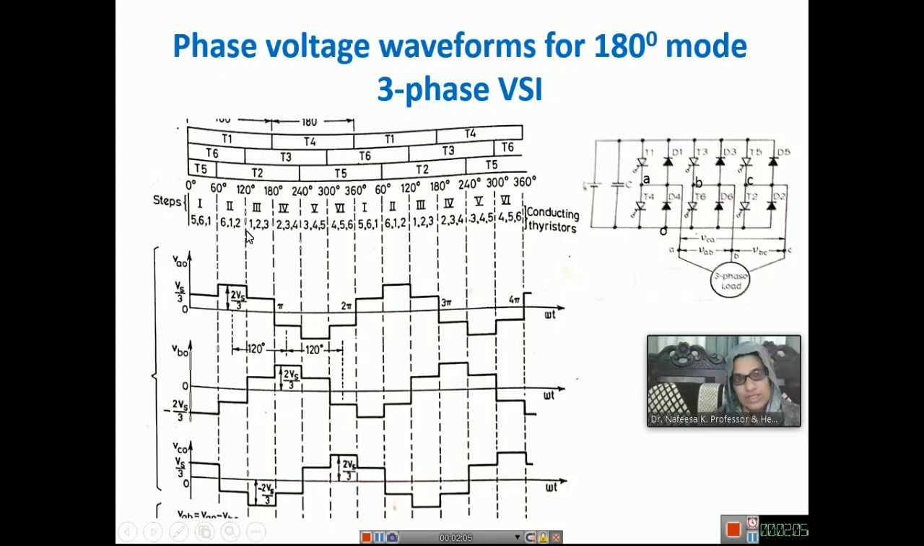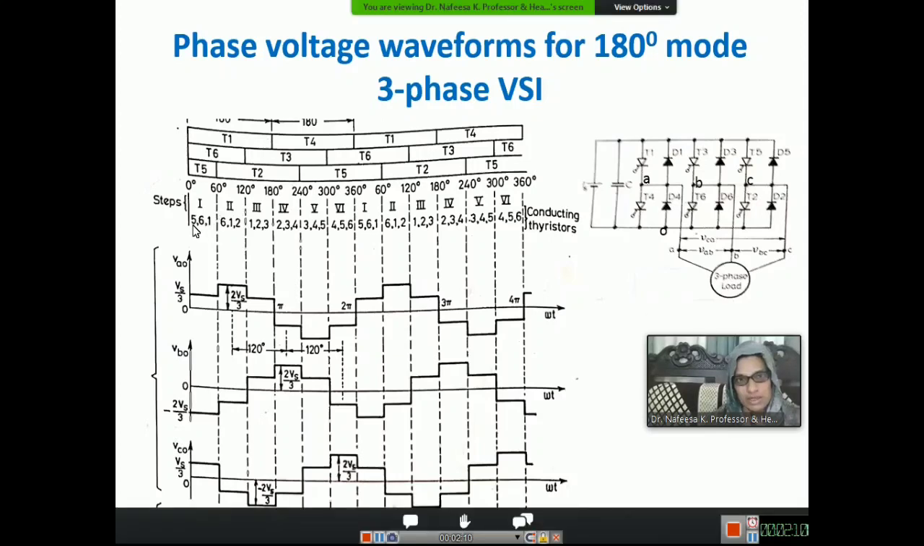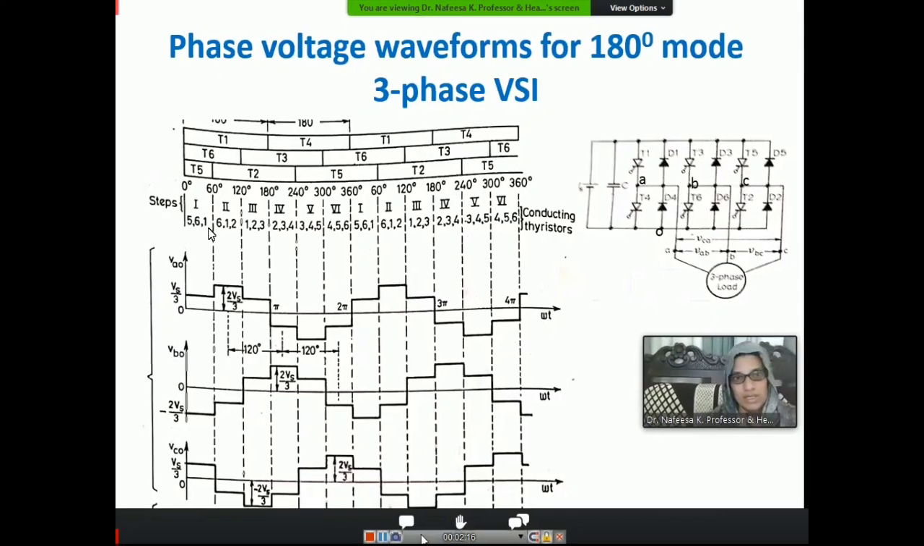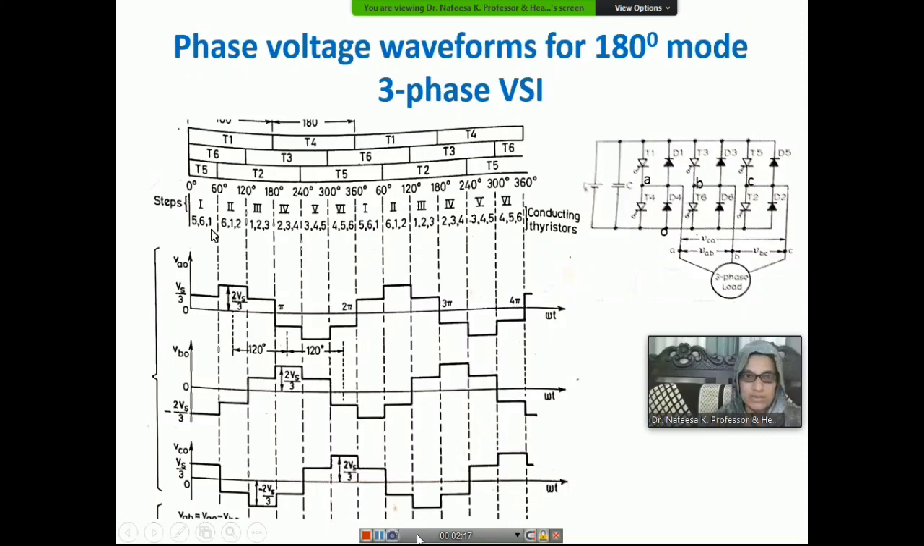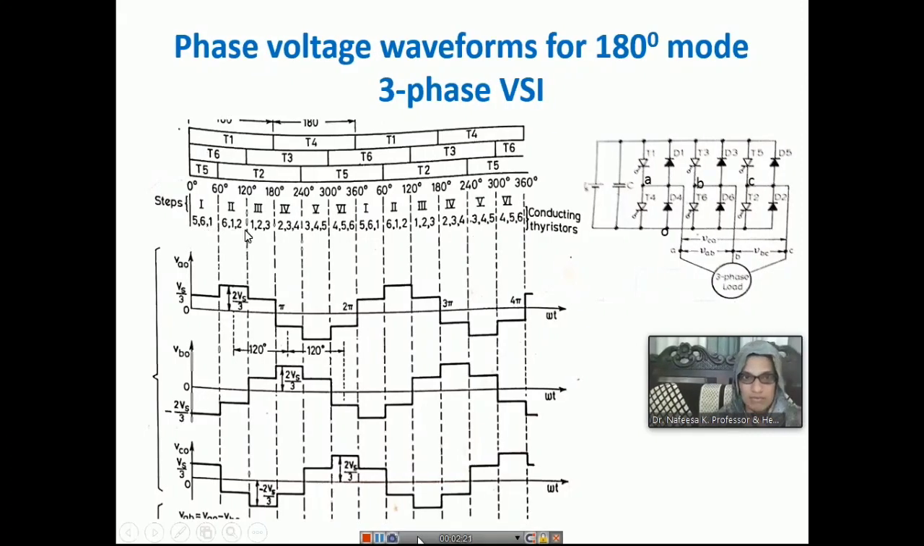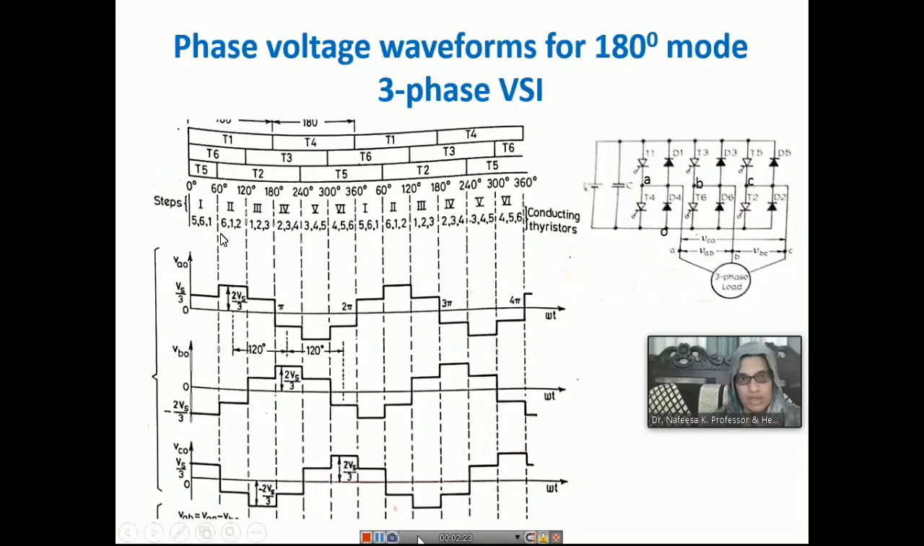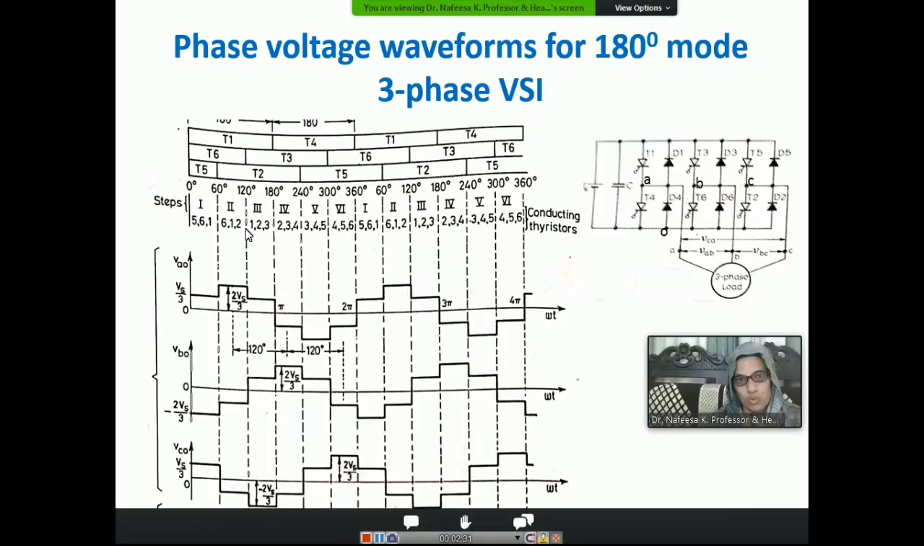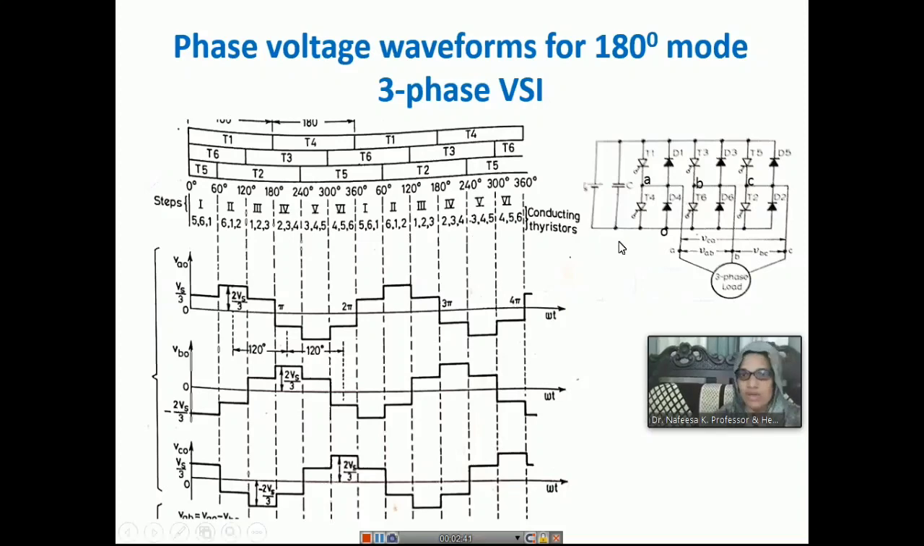So from this sequence, without looking at this diagram, you can directly write the sequence like 5, 6, 1. Just remove 5 here. The next step is to add the next thyristor, that is 6, 1, 2. Then remove T6 and add T3, so 1, 2, 3. In this manner also, you can easily find out which devices are conducting in different intervals. Now we can see how the voltage waveforms appear.